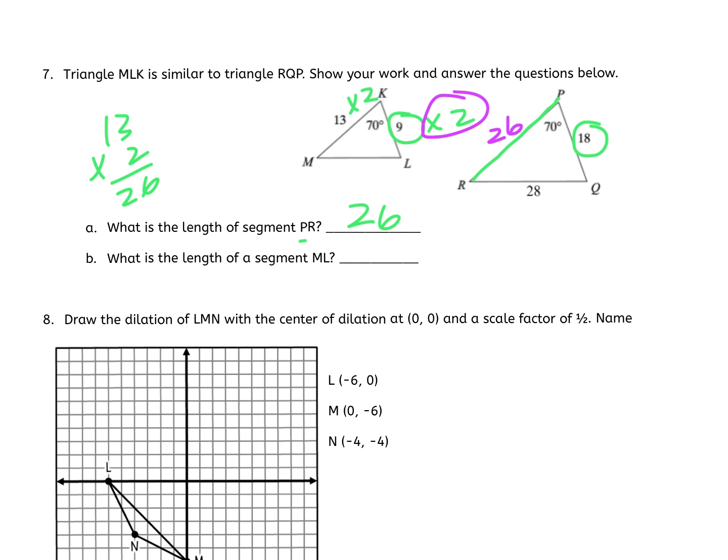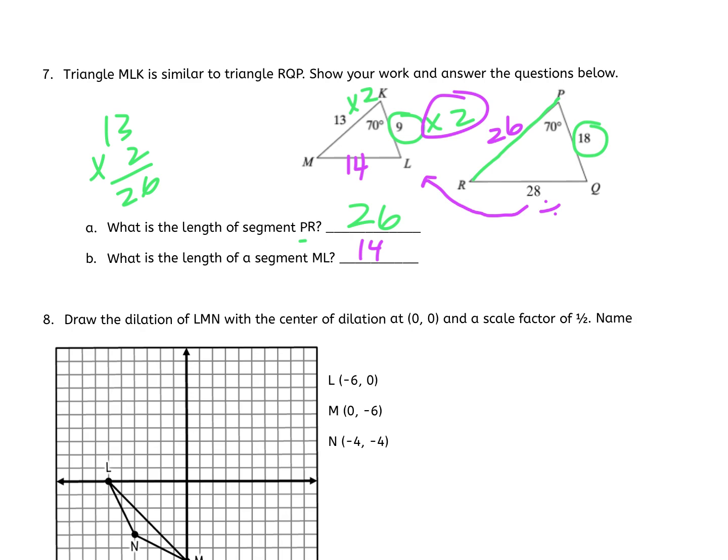So what is the length of segment ML? Well, the opposite of multiplying by 2 would be to divide by 2. So 28 divided by 2 would be 14.